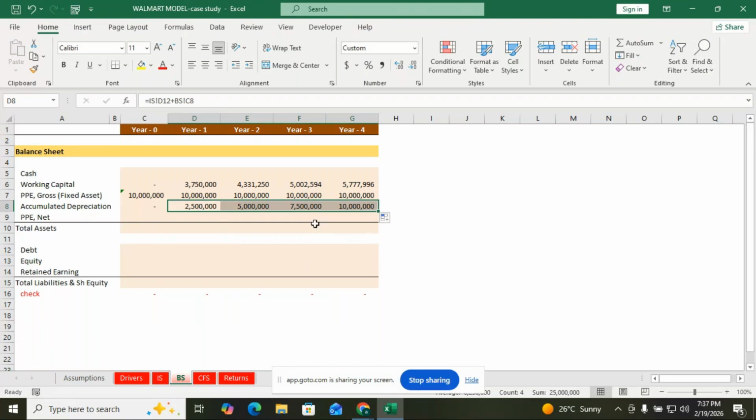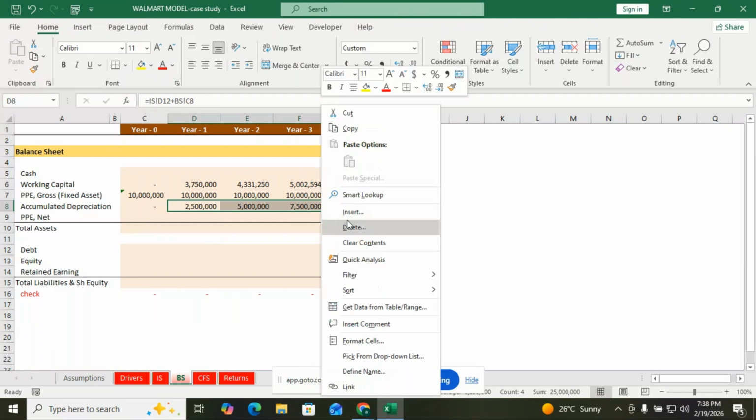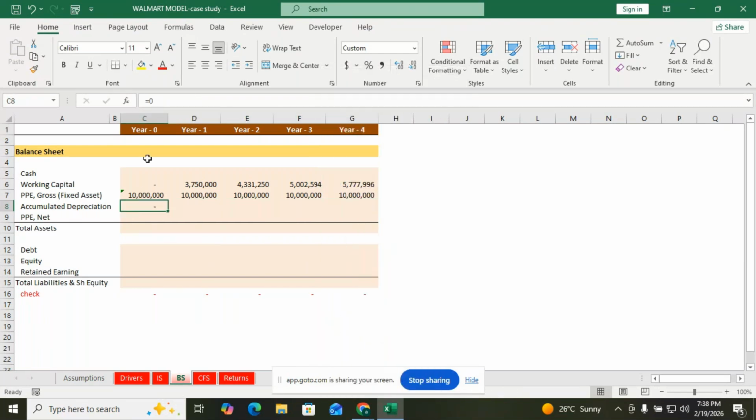If you want, I'll repeat it again. Shall I? Or is it clear for you? Yes, ma'am. Can you repeat it again, ma'am? I'll repeat it for you once again. For year 0, your accumulated depreciation is 0, so it equals 0. For year 1 onwards, how do you compute the accumulated depreciation? Current year depreciation plus the previous year's depreciation.